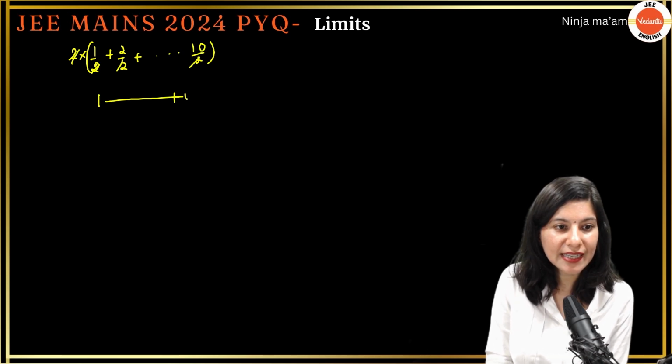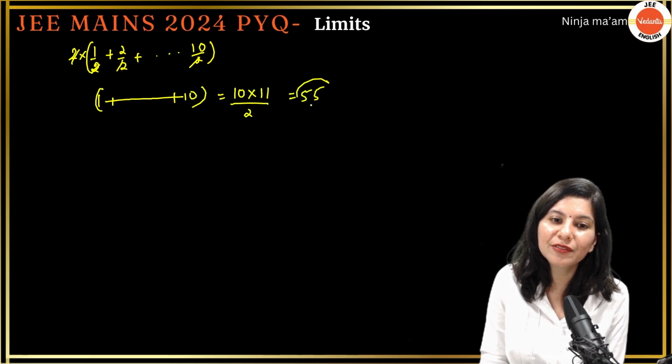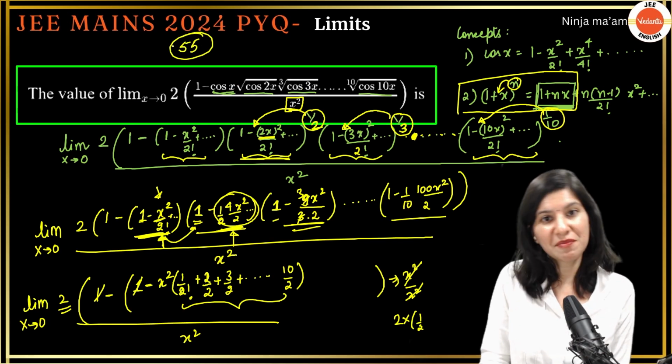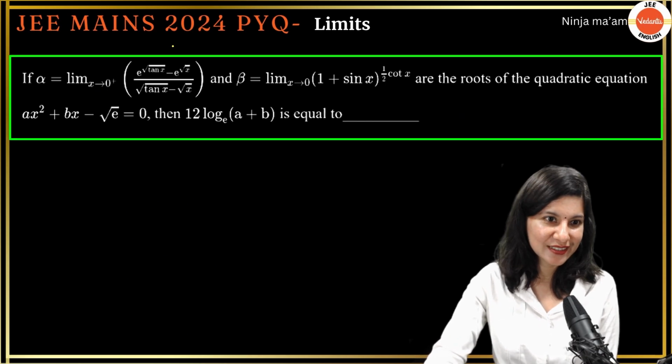So 1 plus 10, the sum of the first 10 natural numbers, is 10 into 11 by 2. So this is going to become 55. So the final answer of this question is 55, my dear students. Okay. Good question. What do you think?